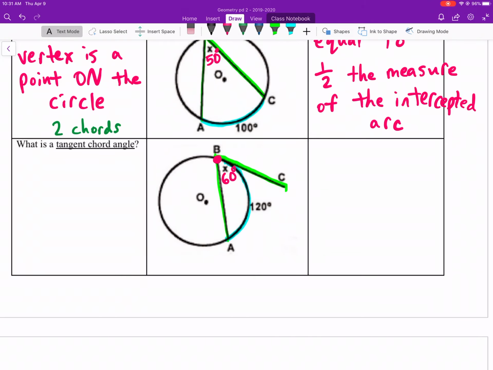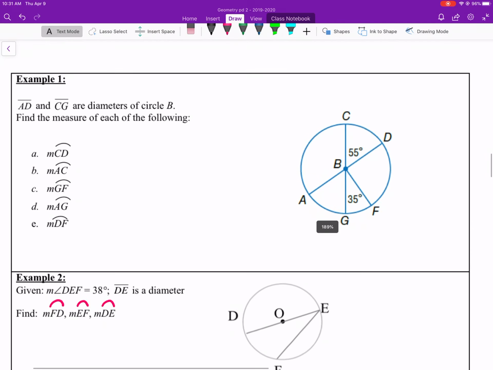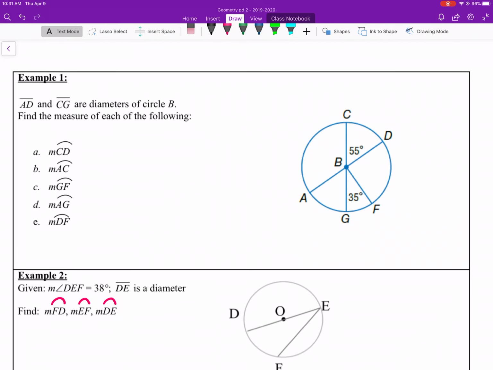Alright, let's see how these problems look. Now, AD and CG are diameters of circle B. Find the measure of each of the following. So they're asking us for a bunch of arcs. This is the symbol for arc, the measure of arc CD, the measure of arc AC, the measure of arc GF, and so on. What they gave you here, guys, is some central angles. I know it doesn't look like they're central, but the 55 degrees is right there. The 35 degrees is right there.